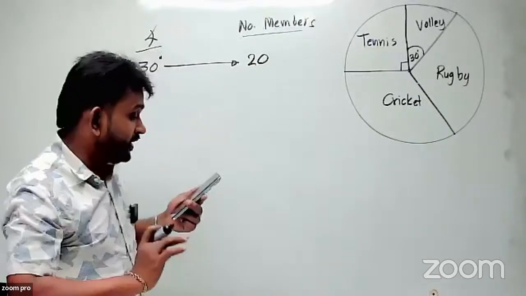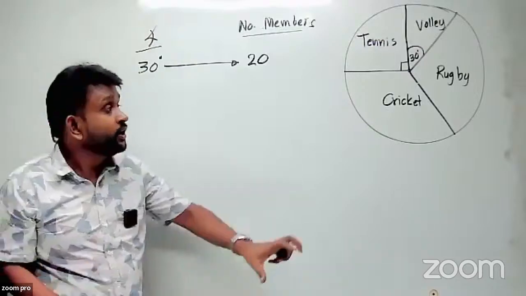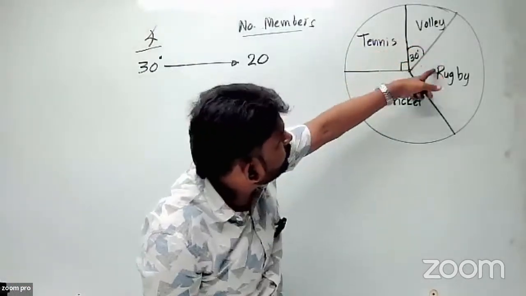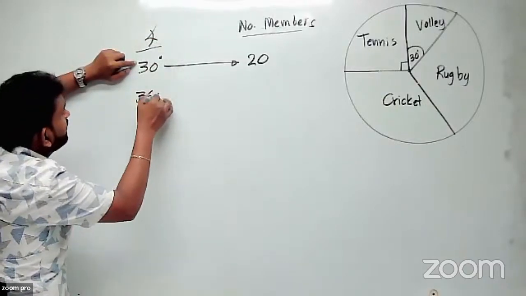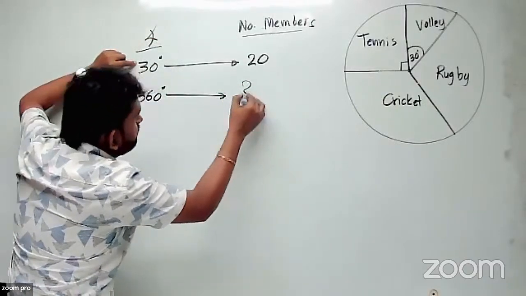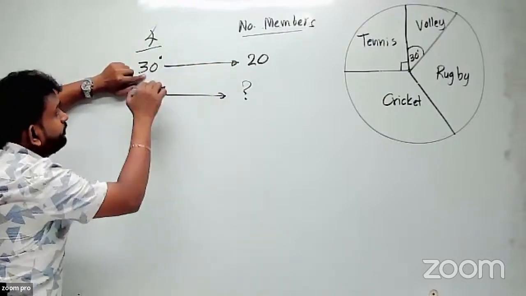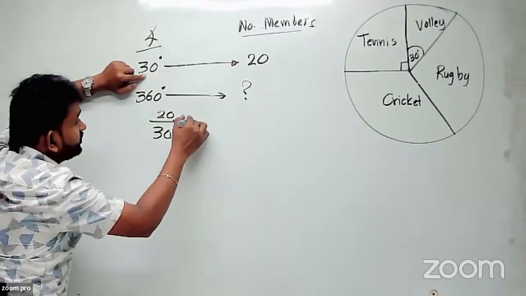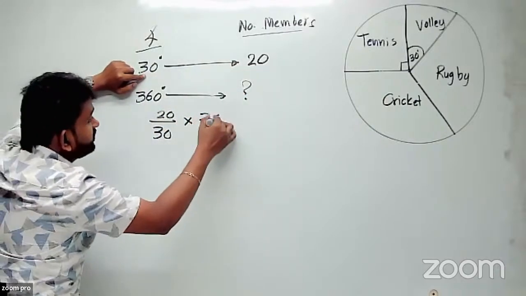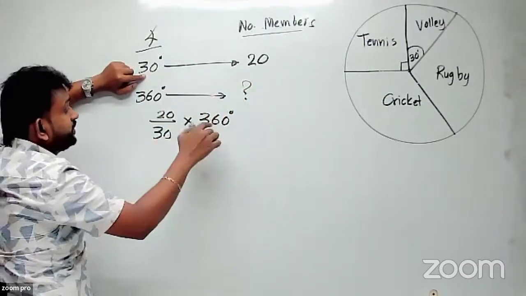Okay, then what they are saying is the total number of members in this society. Total number means the total angle. How much? Total angle is 360. What is the number of members belonging to that? Let's build it up. If 30 means 20 members, then 360 means how much?